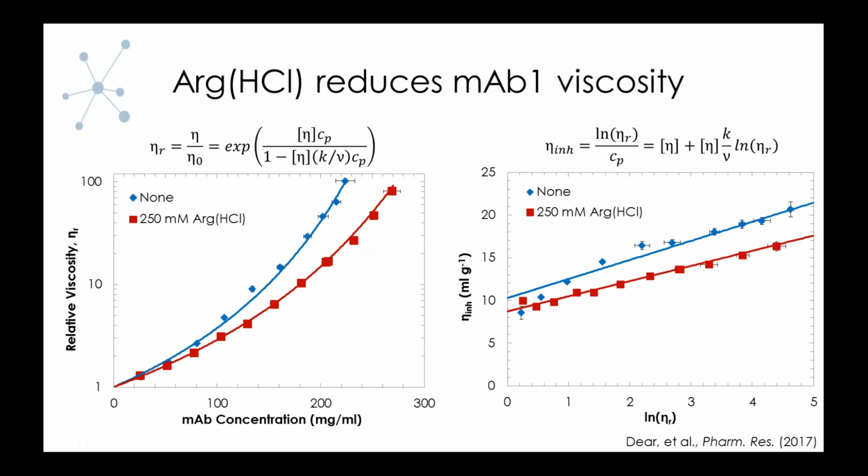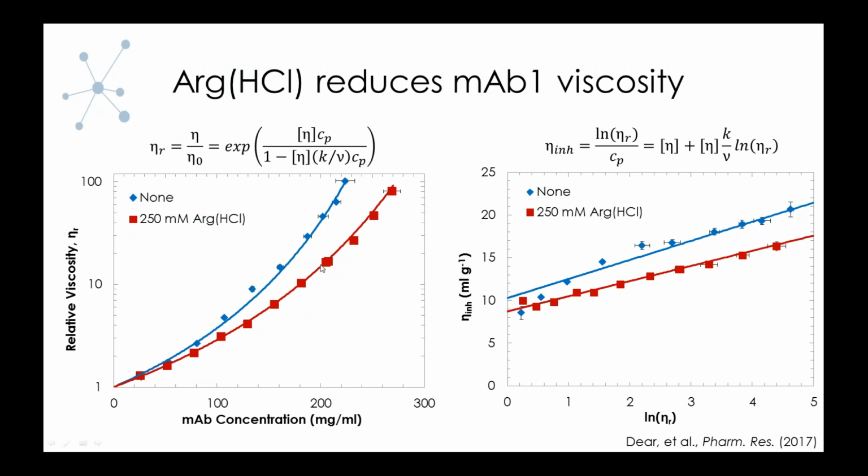One of the most effective and commonly used co-solutes for proteins is arginine, and particularly arginine paired with hydrochloric acid, so arginine hydrochloride. And as shown for the antibody that we work with, referred to as MAB1, arginine caused a very large reduction in the viscosity. As you see, it's going from over 100 centipoise at 225 mg per mL to about 25 with the addition of arginine. So it's over a 4x reduction.